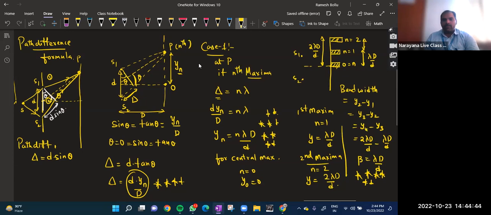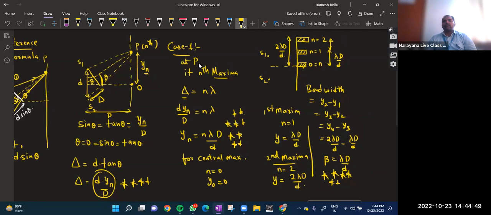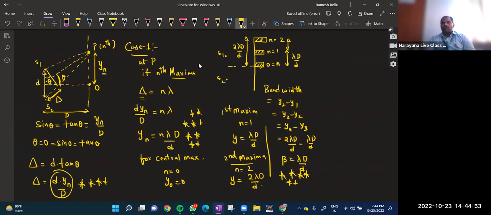One important application, students. Suppose the full YDSE setup is filled with some water. What will happen to the bandwidth? This is Young's double slit experiment, completely filled with water. What is the refractive index of the water? 4/3. What is the new bandwidth? The new bandwidth formula is lambda, the new wavelength, by capital D small d.